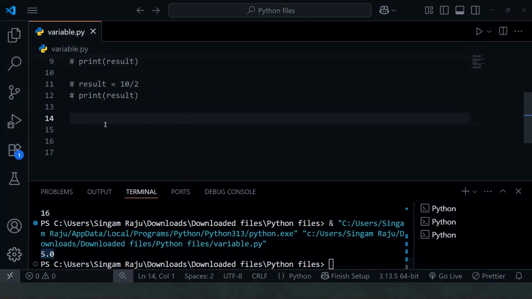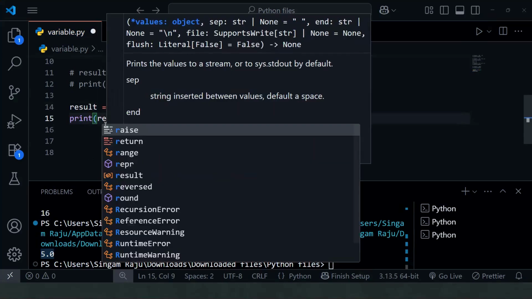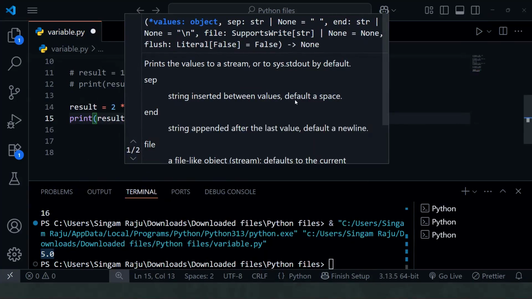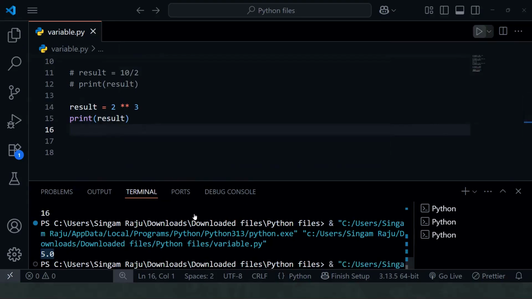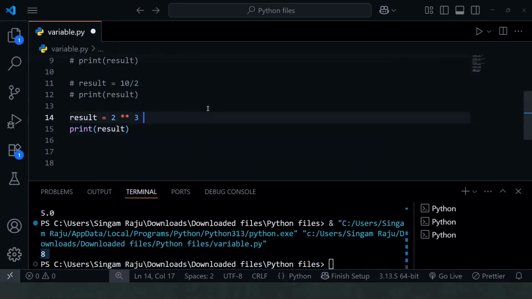Let me show you. So result equal to 2 star star 3, and print. And you see now the output will be 8, which is nothing but 2 cube, which is actually equal to 2 into 2 into 2. Like 2 is actually multiplied 3 times. So that's why we use the power operator there.